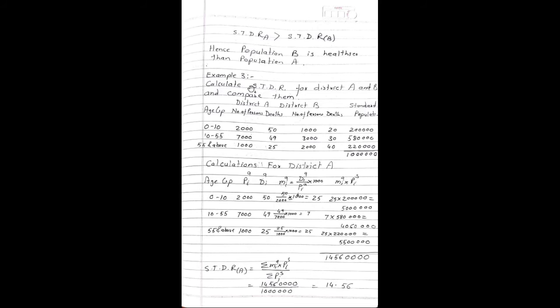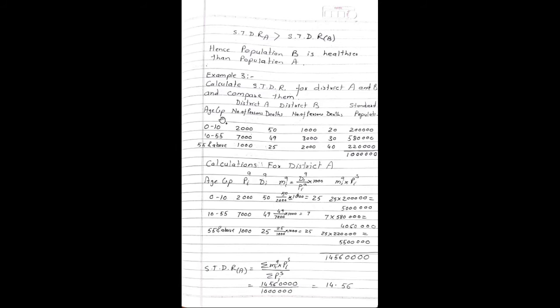Next example, calculate STDR for district A and B and compare them. Now what is the difference between the second problem and third problem? In the third problem, the standard population is separately given. So we will perform the same routine calculations.